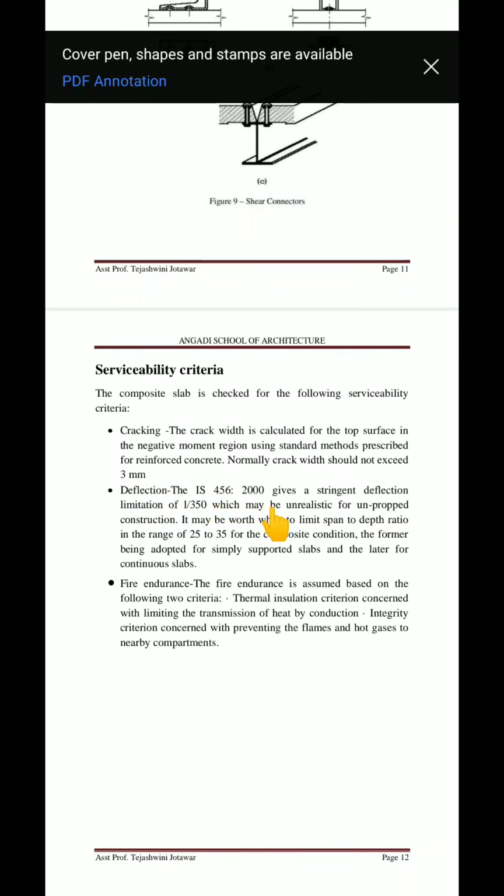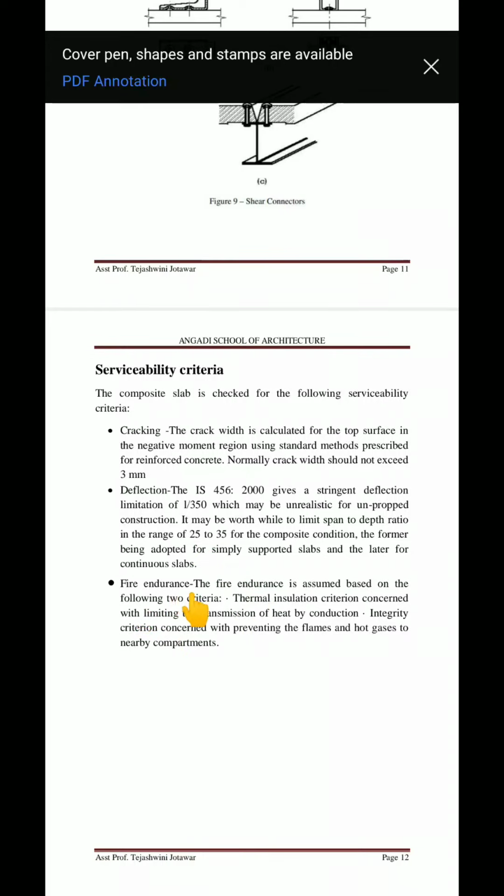Deflection, as per IS 456 2000, the stringent deflection limitation is 1:350, which may be unrealistic in a non-propped construction, but it may be worthwhile to limit the span to depth ratio as 25 to 35 for a composite condition.